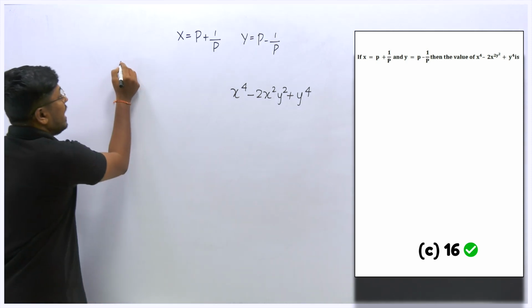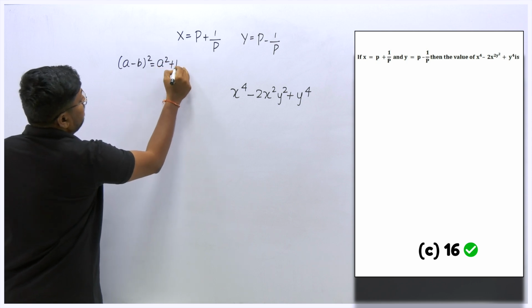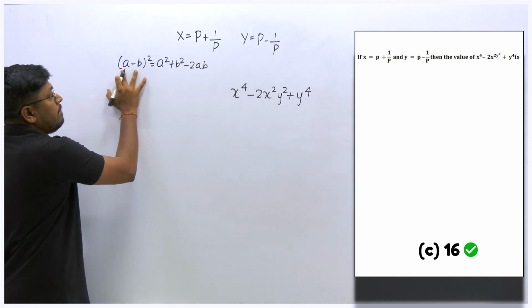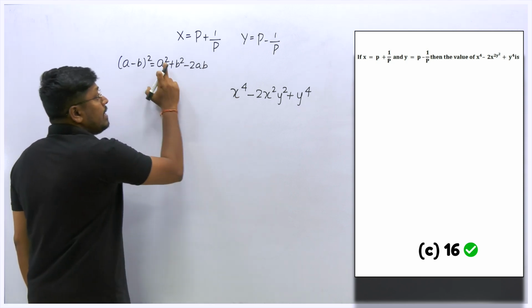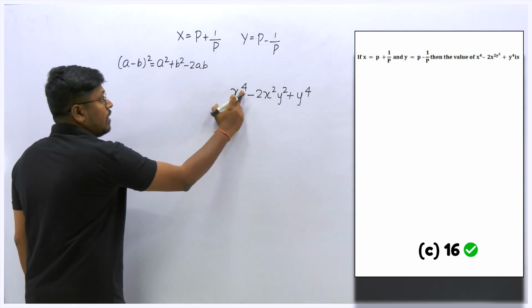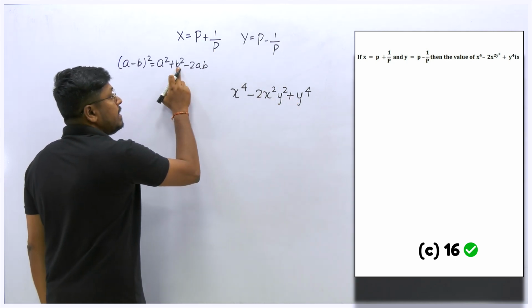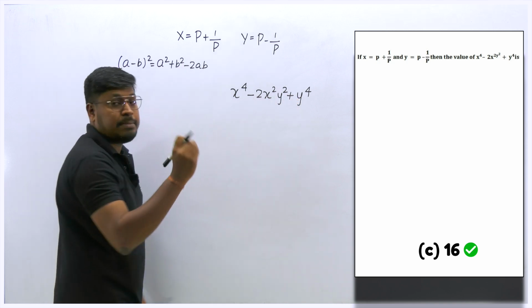So what is the formula for a minus b the whole square? It will be a square plus b square minus 2ab. Yes or no? This is the formula for a minus b the whole square. So instead of a, here we have x, but here it is square, but here it is 4, right? And instead of b, here we have y, but here it is b square, but here it is y power 4. But all are similar except the powers.